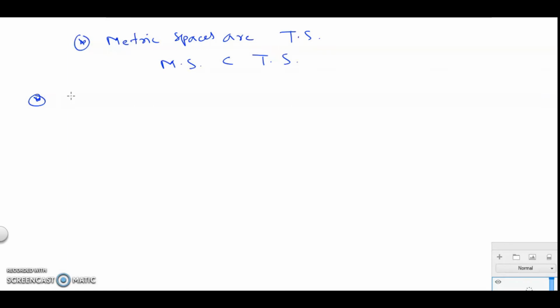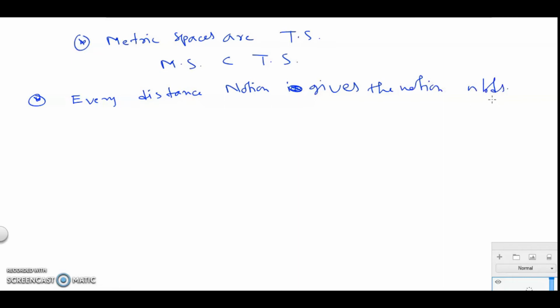So I want to tell you that you can realize in real life that every distance notion gives the notion of neighborhoods. In short, I am writing neighborhoods as NBHDs.